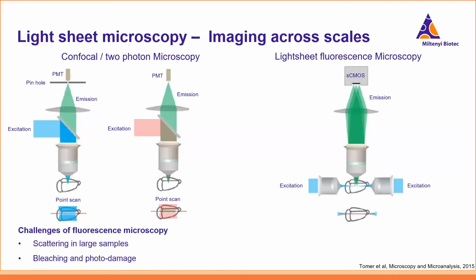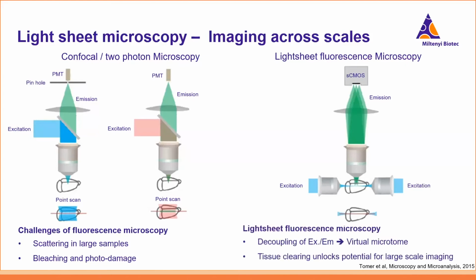No point scanning means significantly higher volume throughput, and the lower complexity of the system makes the technique more accessible to non-microscopists. Tissue clearing here unlocks the ability to image much larger samples, and the clearing transforms the microscope into a high-resolution virtual microtome, or organ and tissue scanner, if you will. Let's have a closer look at light sheet excitation.